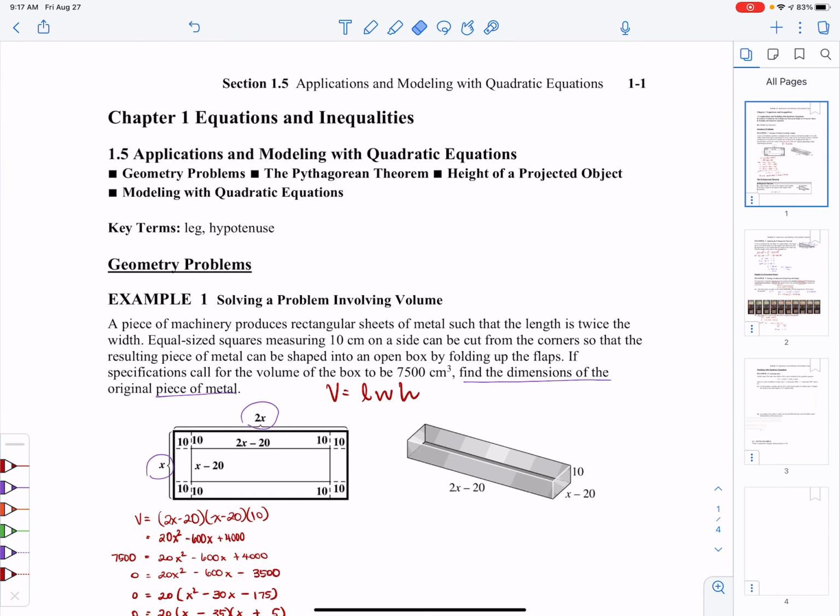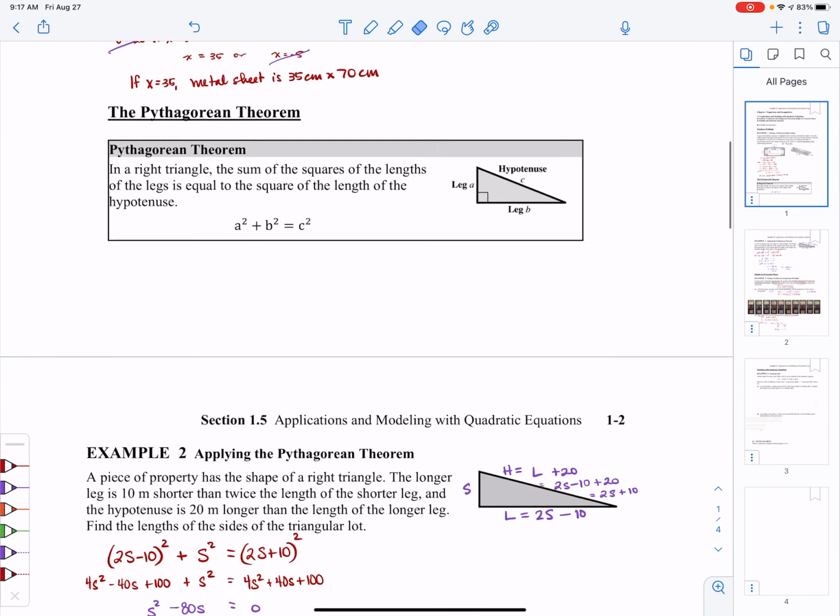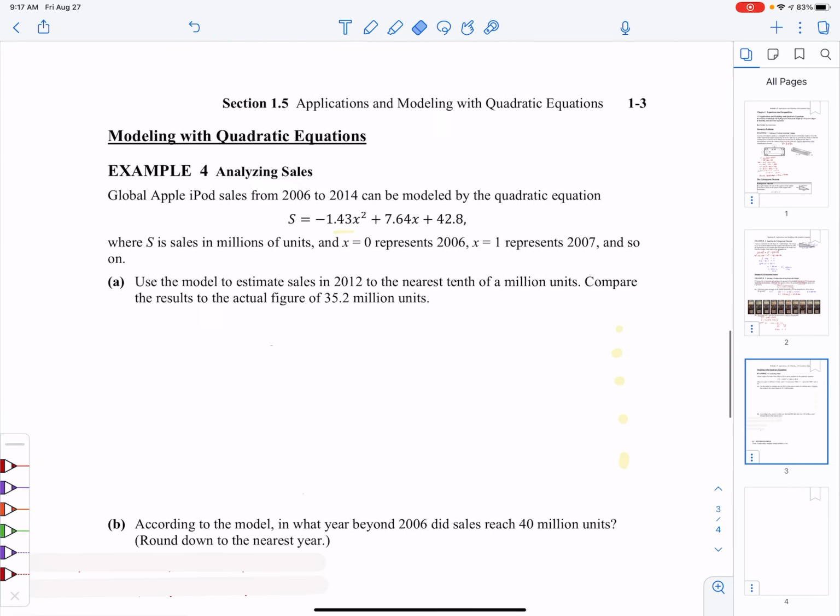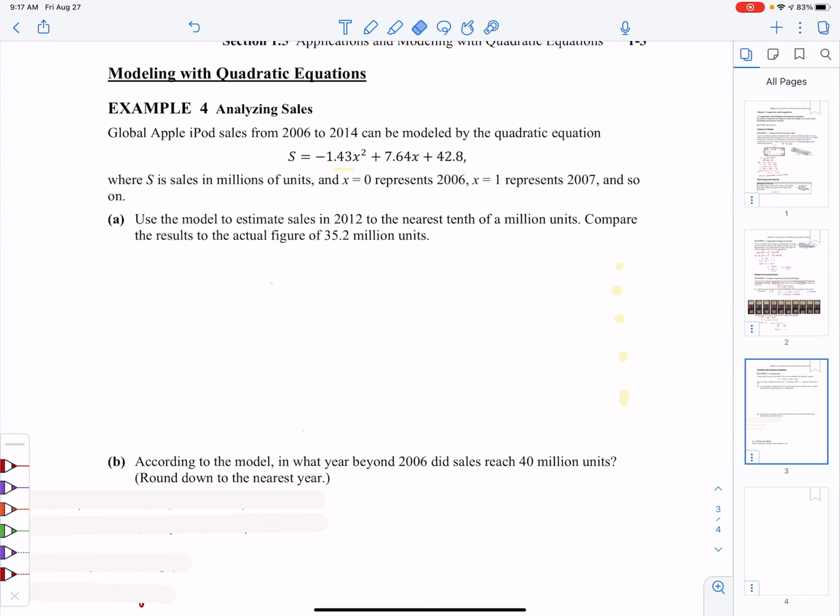All right, so we're still in section 1.5, and now we want to go all the way down in the notes to example 4. This is a sales question. So let's read through what we have. It says global Apple iPod sales from 2006 to 2014 can be modeled by the quadratic equation. And notice I have S equals negative 1.43x squared, and so on.